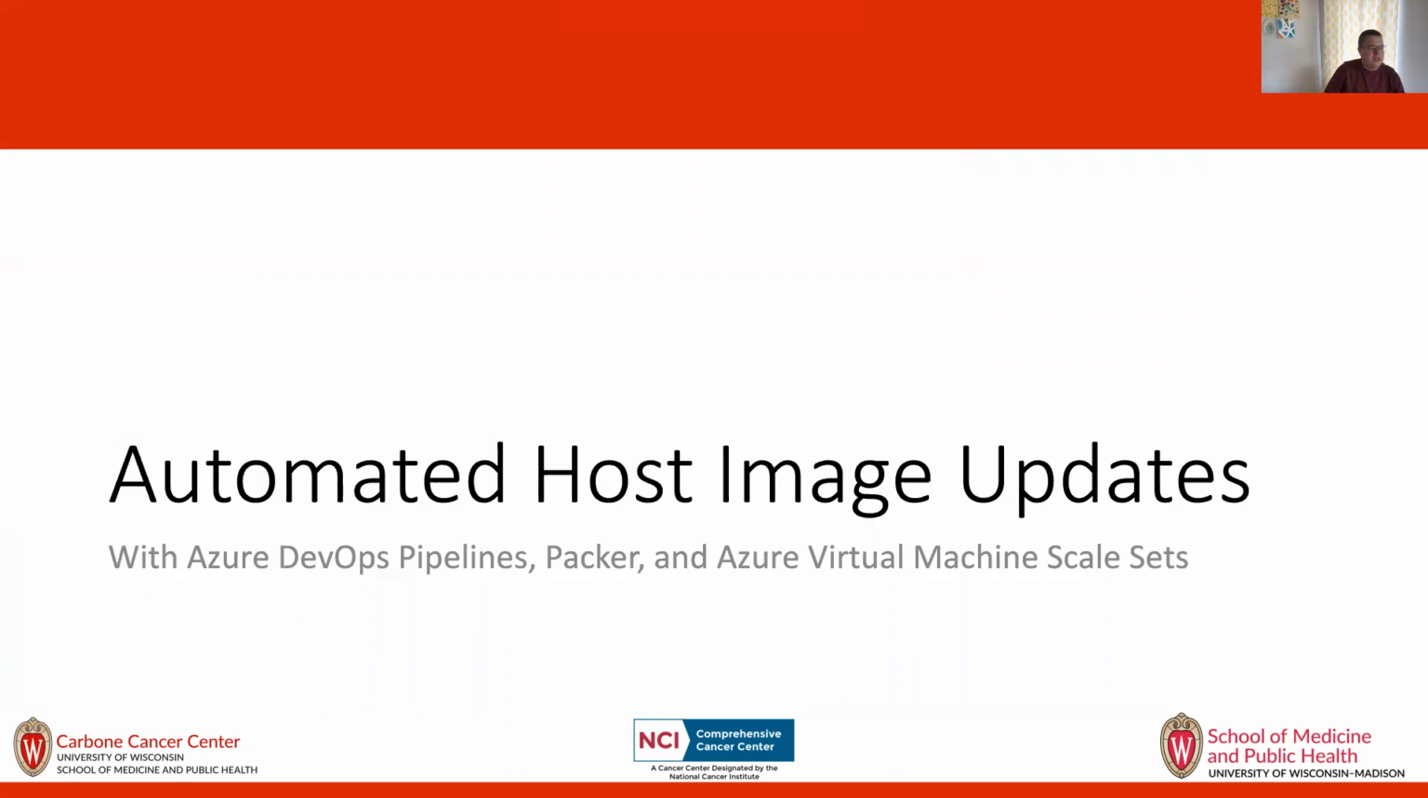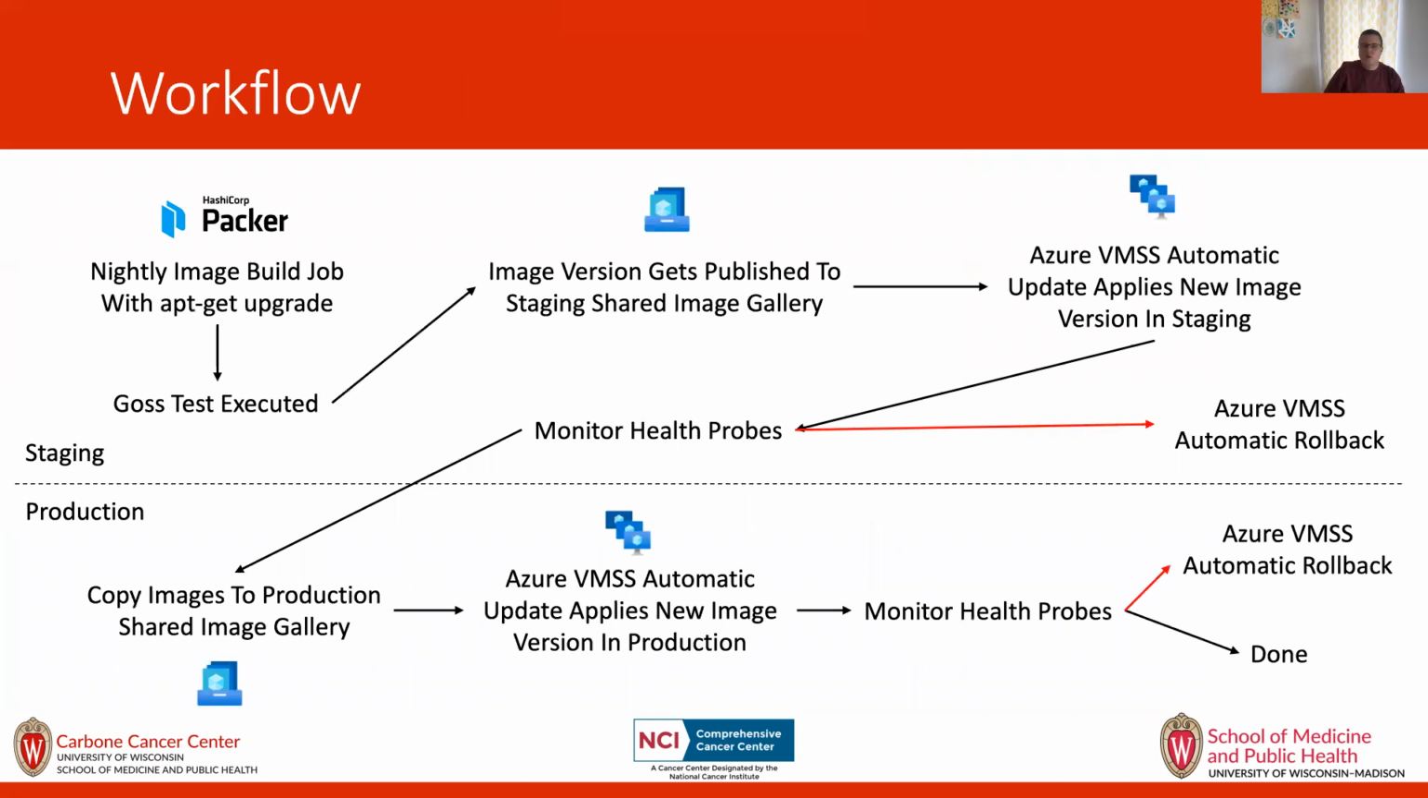The last bit of automation that I wanted to talk about today is how we do automated host image updates in Azure. So we have a pipeline in Azure DevOps that is scheduled to run every night, and it goes through and builds images for all the different images that we have. And in each one, it does an apt-get upgrade. So we know that we have the latest version of packages in the kernel.